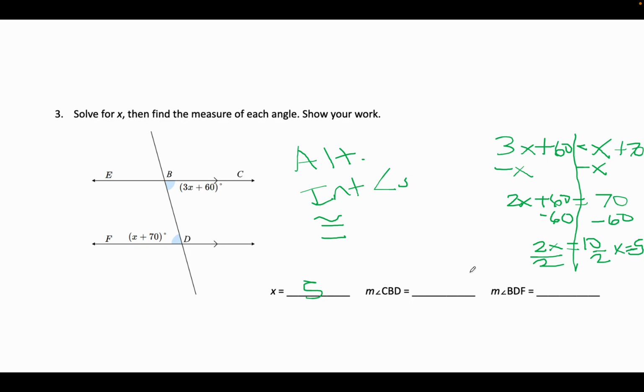Angle CBD. That means that I'm plugging in x to find the actual angle. So 3 times 5 plus 60. 3 times 5 is 15. 15 plus 60 is 75 degrees. Since I already know that alternate angles are congruent, I know that angle BDF is also 75 degrees. I don't even have to solve or show my work because they are alternate interior.